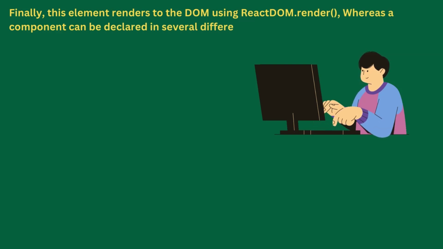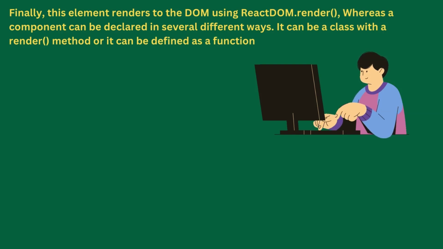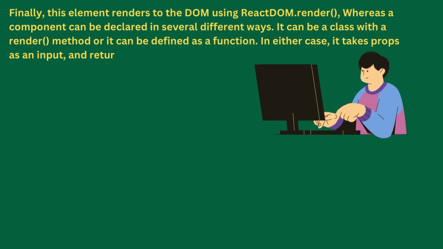Whereas a component can be declared in several different ways. It can be a class with a render method or it can be defined as a function. In either case, it takes props as an input and returns a JSX tree as the output.